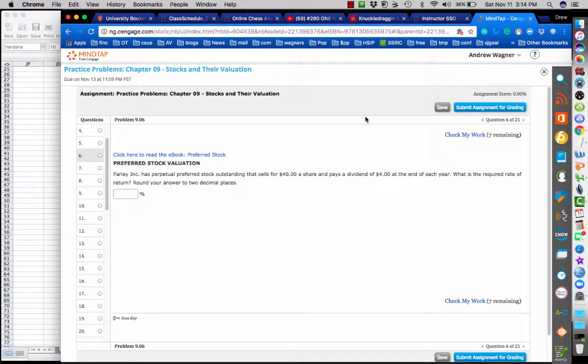Continuing where we left off, number 6 in the practice problems from chapter 9. Here we have preferred stock that pays a $4 dividend per year each year, and the required rate of return is what they're looking for.